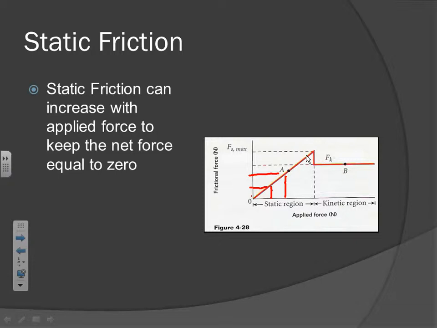Can this happen indefinitely? Can static friction just keep matching applied force forever and ever and ever? No. Because if it could, what would we find? Nothing. Nothing would happen, right? Nothing would ever change. So there has to be a limit to what static friction can do.